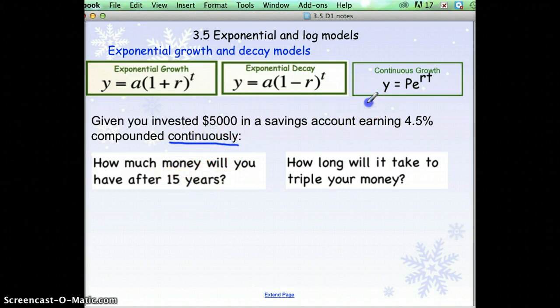Okay, so continuously means we're going to use this formula, the PERT formula. How much money will we have after 15 years? Well, we started with 5,000 and our rate is 4.5%, so we have to move that decimal place 2 over, so it'd be 0.045 that we put in for the rate. And it's over 15 years, so 15 goes in for t. So you should be able to just type this straight into your calculator and get the answer. So you try typing it in and see if you get the same thing I do.